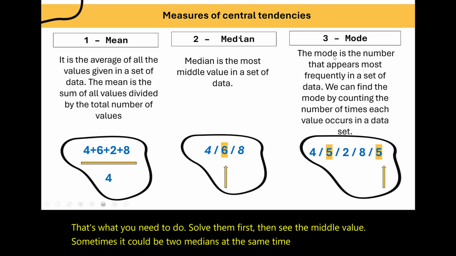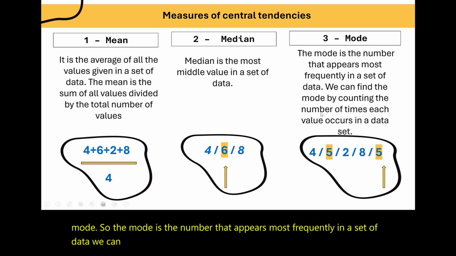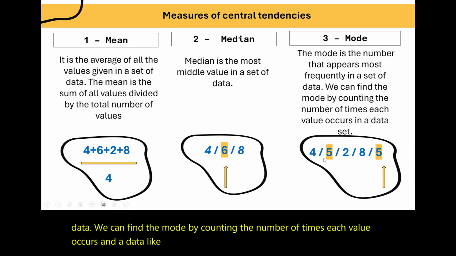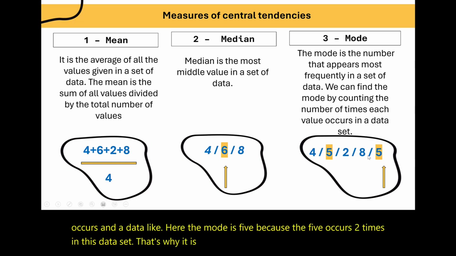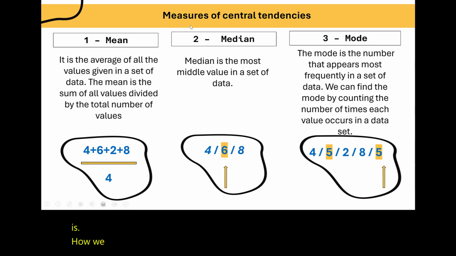Then we have the mode. The mode is the number that appears most frequently in a set of data. We can find the mode by counting the number of times each value occurs in a data. Like here, the mode is 5 because the 5 occurs 2 times in this data set. That's why it is called the mode. Like in Likert scale, if people keep choosing 3, neutral, neutral, neutral, 3, so 3 is the mode.